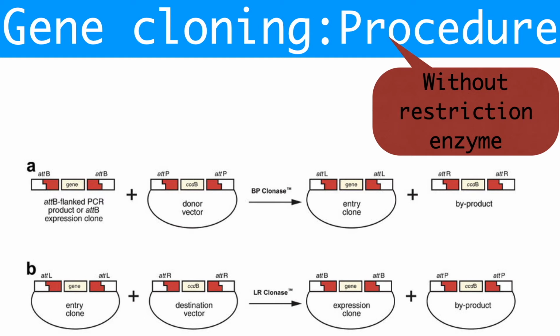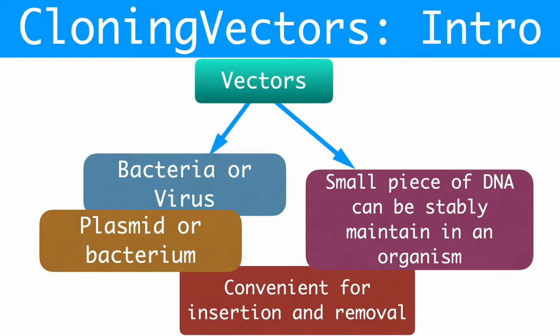After we have our clone in the destination vector, we have to transform it into the specific cell, grow it in the specific media, and then we can extract and get our specific gene of interest later on. I have mentioned the types of gene cloning that use restriction enzymes and that don't use restriction enzymes.